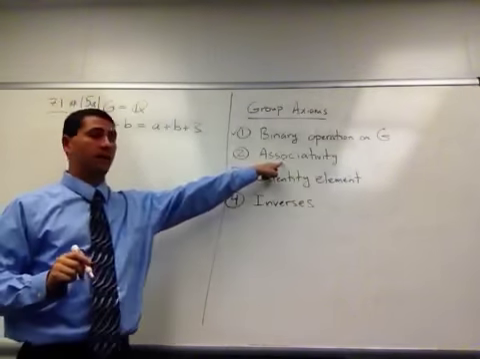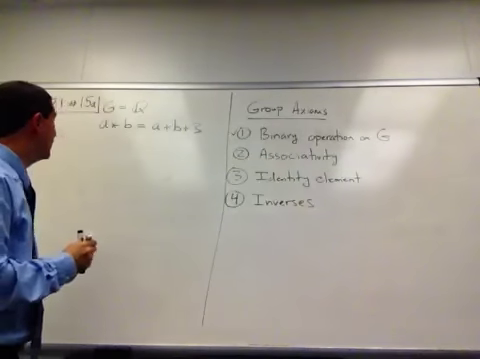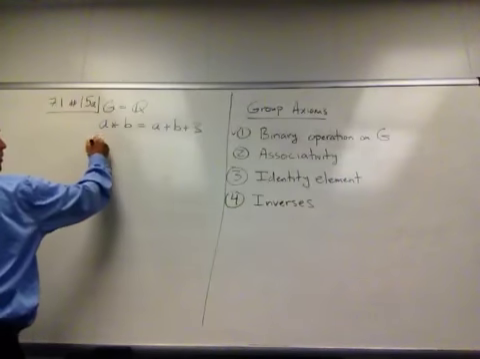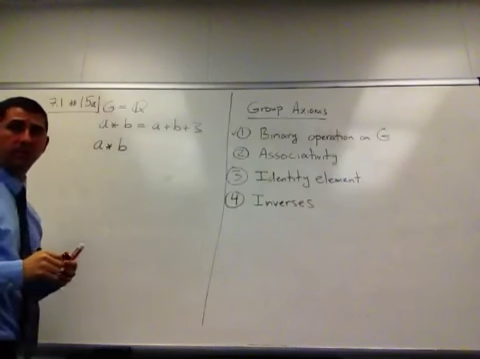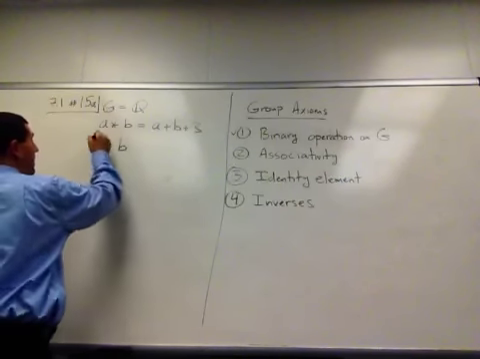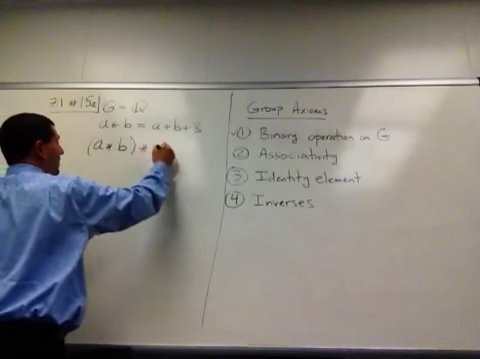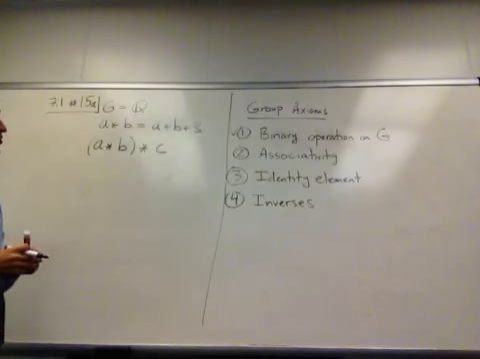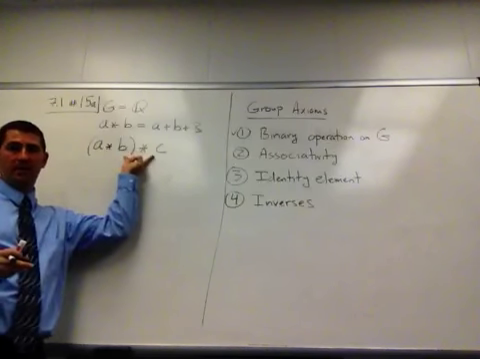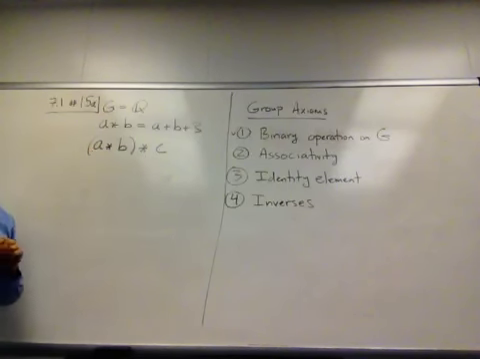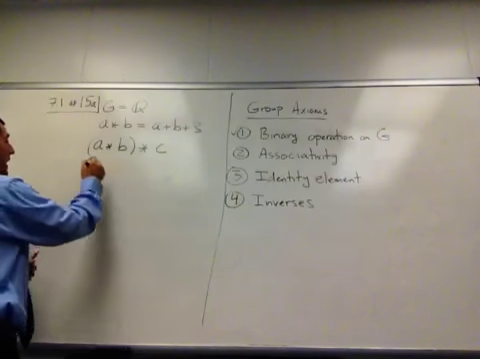Okay, next we need to check associativity. So this is what happens when we first apply the binary operation to two different elements, and then apply it to a third. And we want to make sure that we wouldn't get something different if we had first applied it to these elements B and C, and then applied it to A. So let's take a look at what we get.